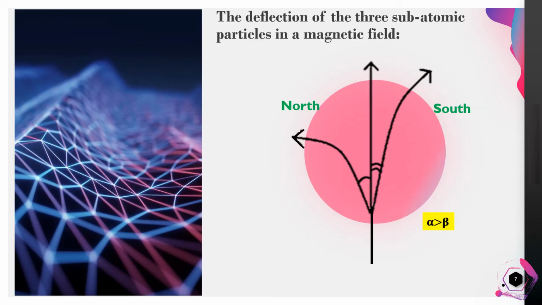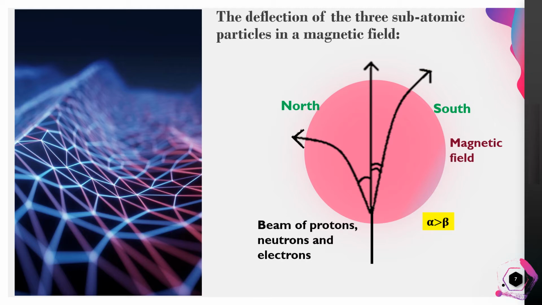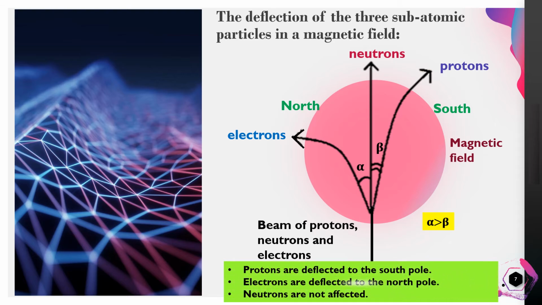The same thing happens in the magnetic field. The neutron will not be deflected because it is neutral and has no charge, whereas the electron will be deflected to the north pole and the proton will be deflected to the south pole. The same thing for the angle: the angle of deflection for the electron is bigger than for the proton. So alpha is bigger than beta because the electron is lighter than the proton.